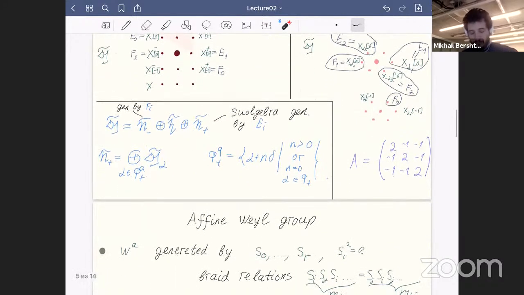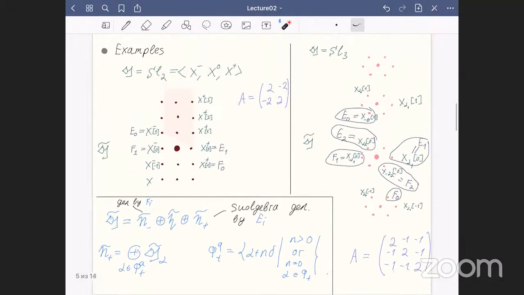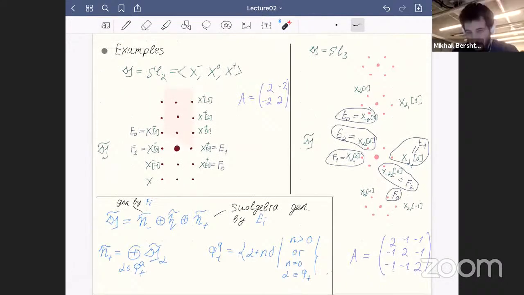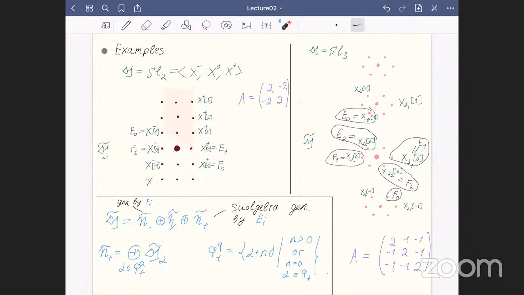Okay. So in the SLn case, the matrix would look like the Cartan matrix of SL n minus 1, and we add 2 in the corner and minus 1s in the top row and in the left column, something like that, right? Yes, yes.